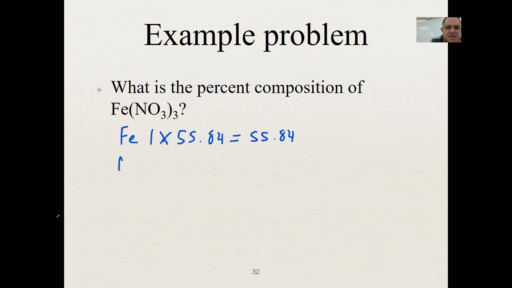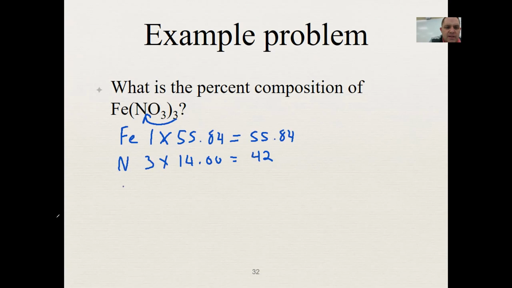Now we have nitrogen, and this is a toughie. That 3 also goes to that nitrogen. So there are 3 nitrogens. Each nitrogen is around 14.0. So let's do some calculations. You can do it while I do it. 3 times 14 gives me 42.